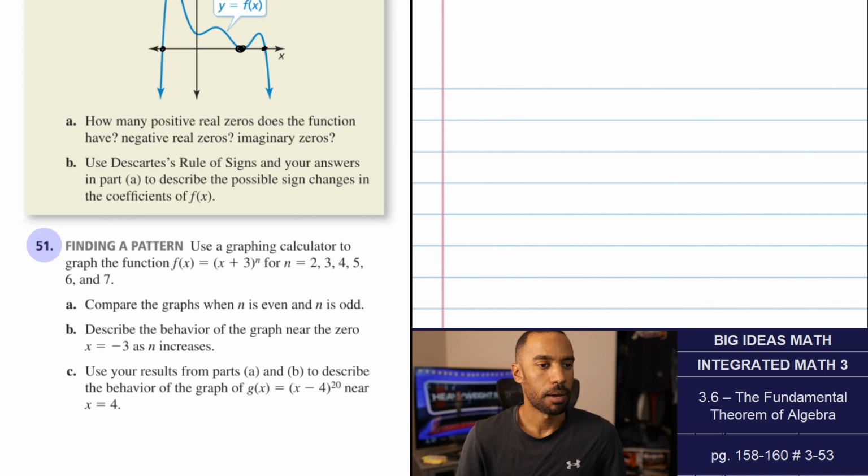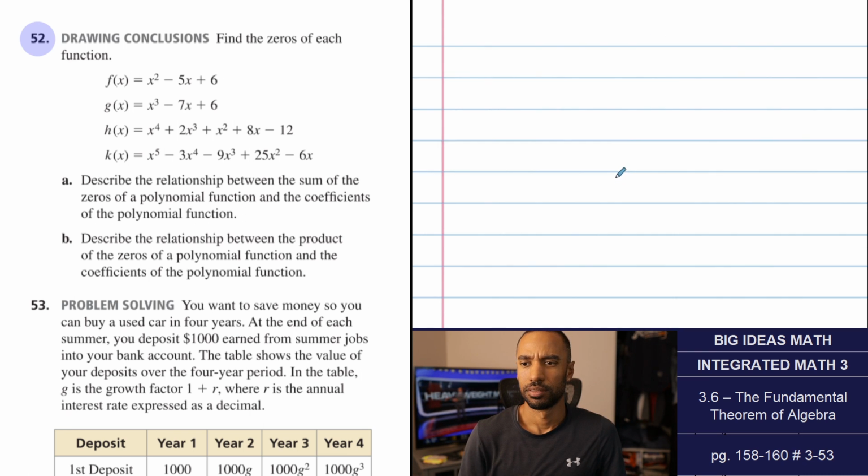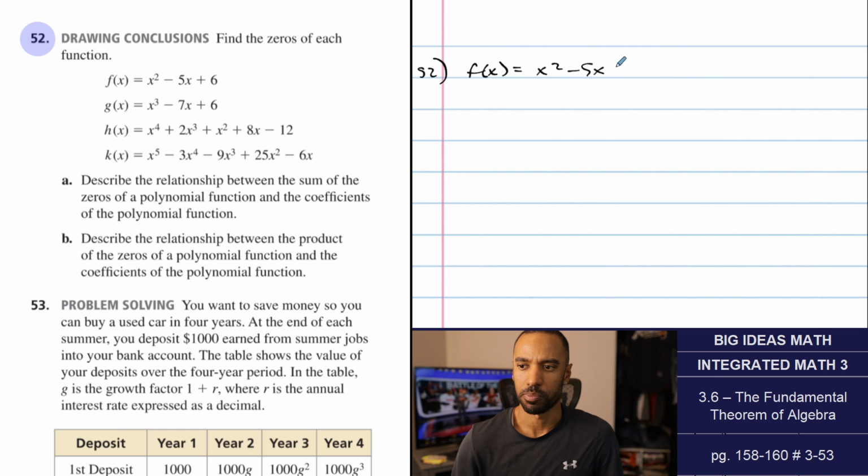All right, let's look at number 52. Find the zeros of each function. Hey, that's like 4 parts. All right, f of x equals x squared minus 5x plus 6. Okay, at least this one's easy. So this factors into x minus 2 times x minus 3, and that equals 0. So x equals 2 and x equals 3.